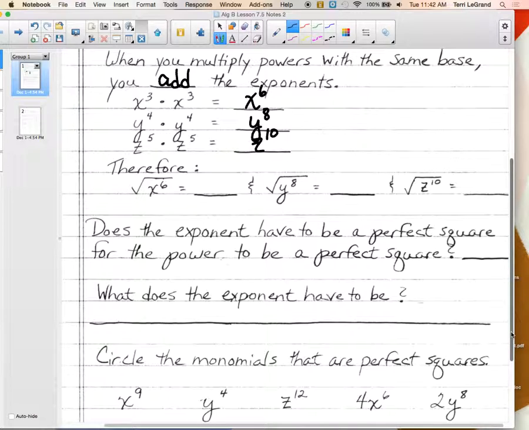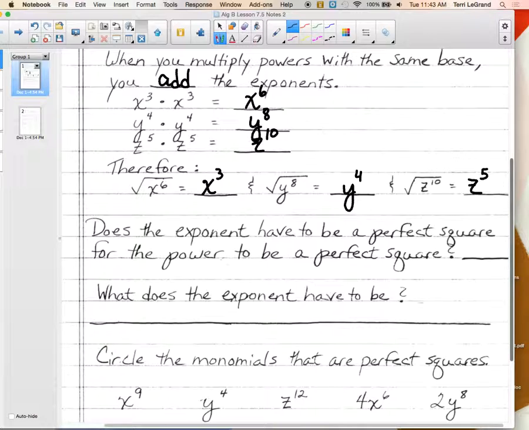Okay, therefore then, if x cubed times x cubed is x to the 6th, what's the square root of x to the 6th? X to the 3rd. It's asking the same question. What times itself? Square root means what times itself gives you that radicand, that x to the 6th. Well then, what's the square root of y to the 8th? Y to the 4th. Well then, what's the square root of z to the 10th? What times itself is z to the 10th? Z to the 5th.